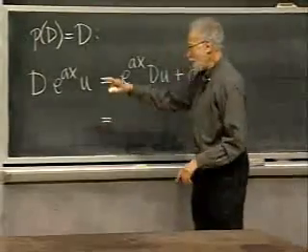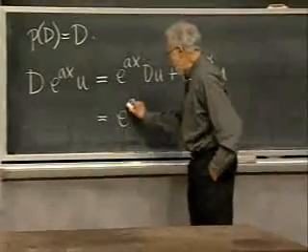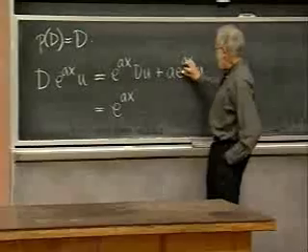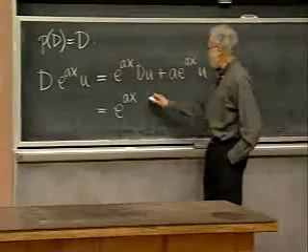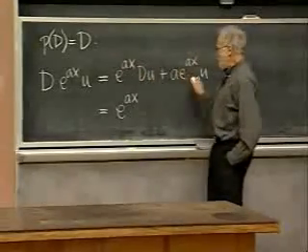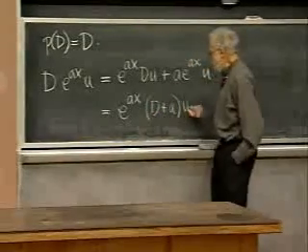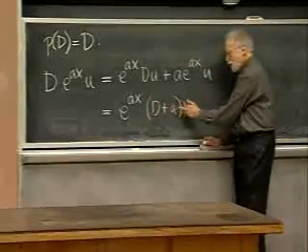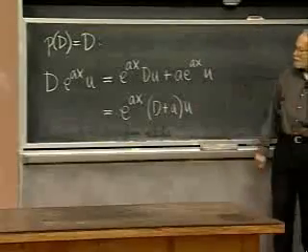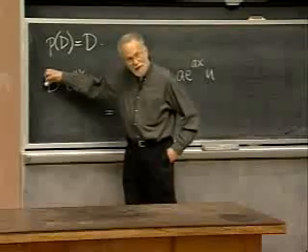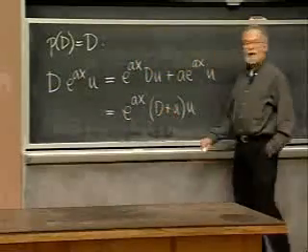Well, to make it look like that, I should first factor the e to the ax out. And now what's left? Well, if I factor the e to the ax out, what's left is du plus au, which is exactly d plus a operating on u. Du plus au. Hey, that's just what the formula said it should be. If you make e to the x pass over d, it changes d to d plus a.